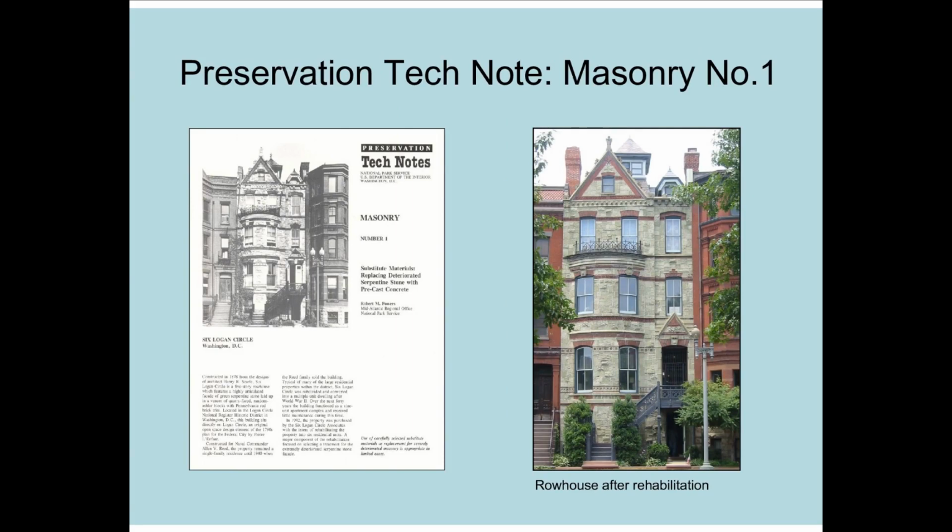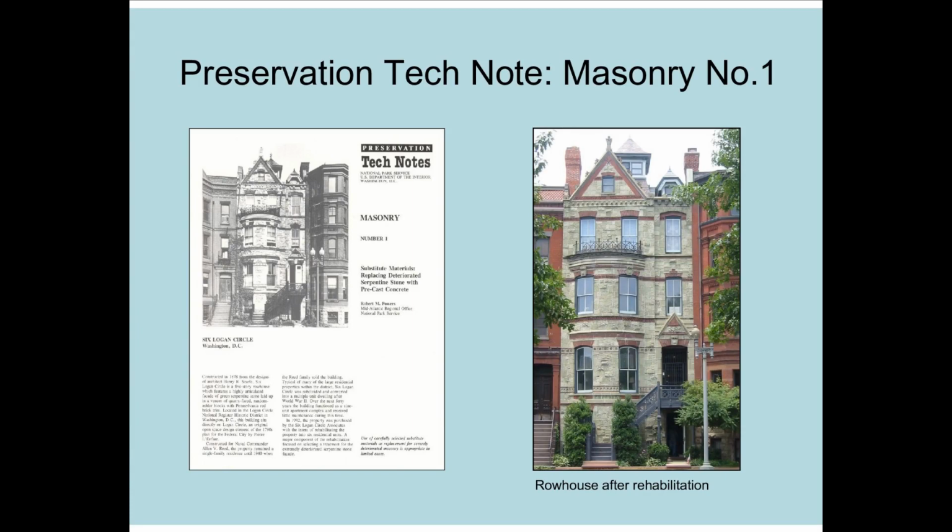Therefore, the material that offered the most potential for use as a replacement was precast concrete. More information about this example and treatment can be found in Preservation Tech Note Masonry Number 1. Please be aware that this approach may not be appropriate in all situations involving deteriorated serpentine or other types of historic masonry.